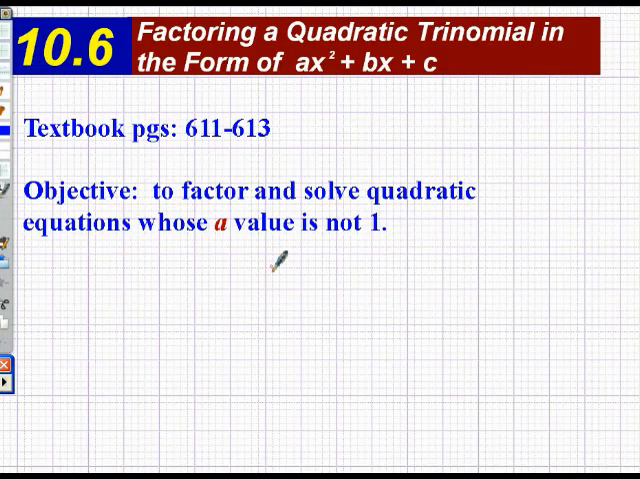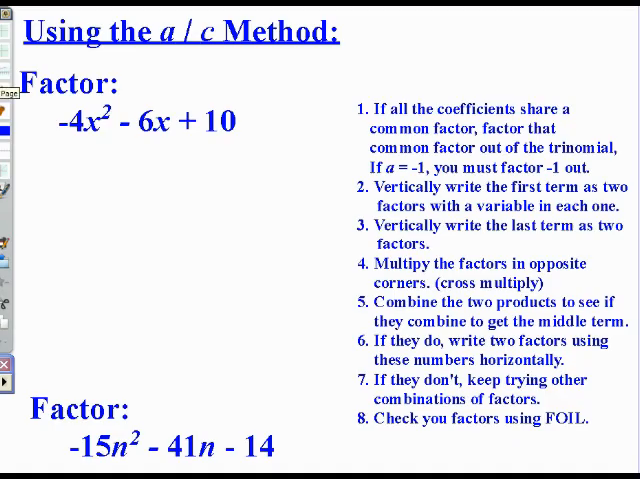10.6, factoring a quadratic trinomial in the form of ax squared plus bx plus c, found in textbook pages 611 through 613. The objective is to factor and solve quadratic equations whose a value is not positive 1. We're going to talk about three methods, and the first one we call the AC method. So let's factor the following trinomial, negative 4x squared minus 6x plus 10.